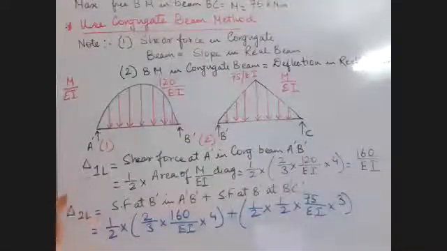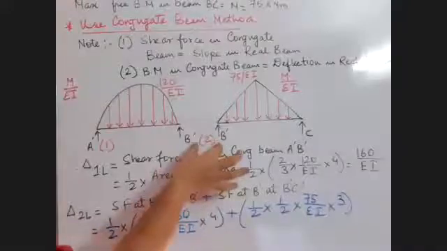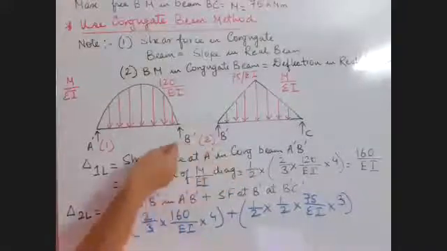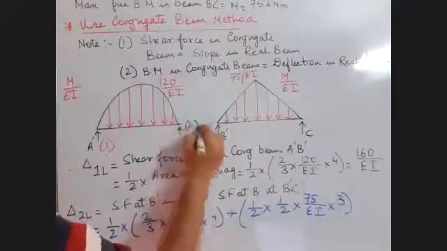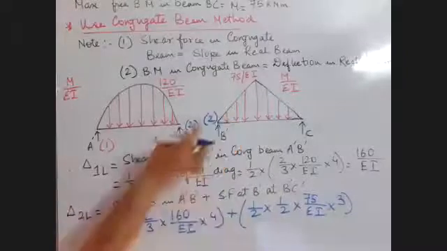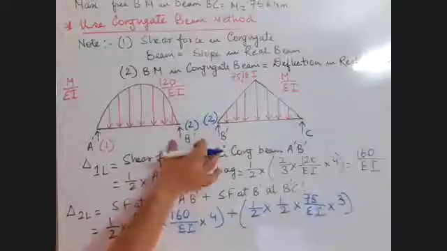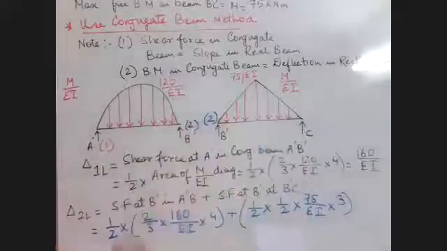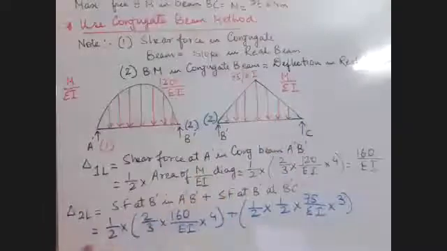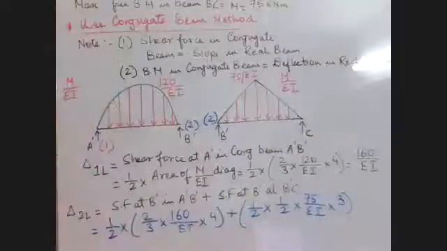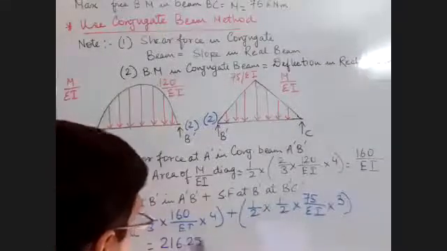So 1L will be at coordinate 1, 2L will be at coordinate 2. And this coordinate 2 is at B dash. B dash is a common point between A dash B dash and B dash C dash, so B is the support which is sharing both the beams. That is why I have to take the contribution of both the beams. So it is coming to 216.25 divided by E.